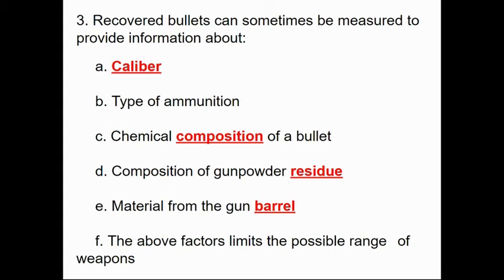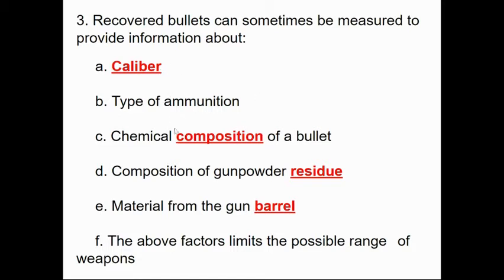Recovered bullets can sometimes also be measured to provide some other information prior to having the gun. So we can determine the caliber of the bullet, the type of ammunition, what the bullet was made of. In other words, what chemicals made up that type of bullet? What was the gunpowder made of? Was there any material left on the bullet that came from the barrel of the gun as it scraped down that barrel? What that's going to do is limit the possible range of weapons that it could come from and give you a pretty good idea of what you're looking for.